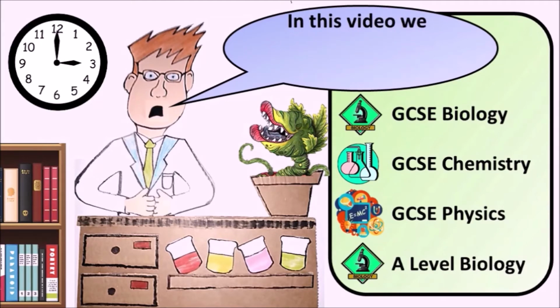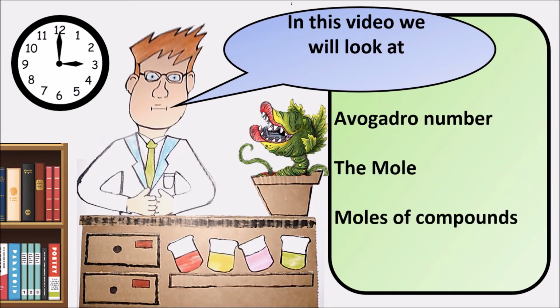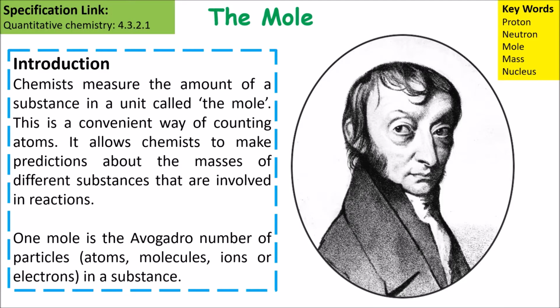In this video, we will look at Avogadro's number, the mole, and moles of compounds. So, chemists measure the amount of substance in a unit called the mole, right? This is a convenient way of counting atoms, and it allows chemists to make predictions about the masses of different substances that are involved in reactions.